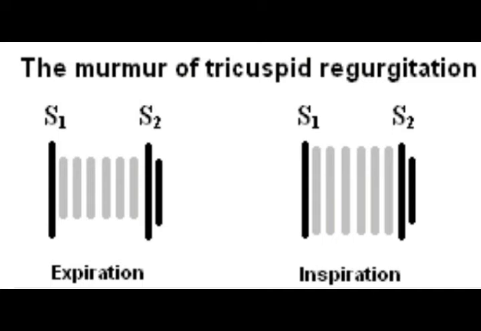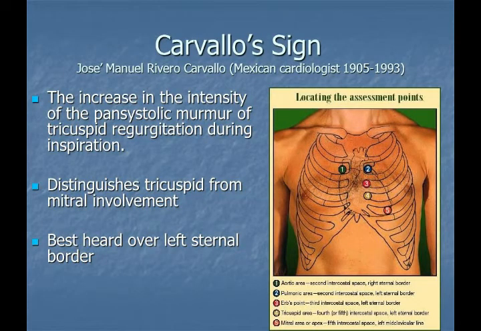Now, the inspiratory enhancement of the tricuspid regurgitation murmur is called the Carvallo sign. The Carvallo sign is the murmur of the tricuspid valve which gets louder with deep inspiration. This, as well as the location of the murmur, helps to distinguish tricuspid regurgitation from mitral regurgitation.